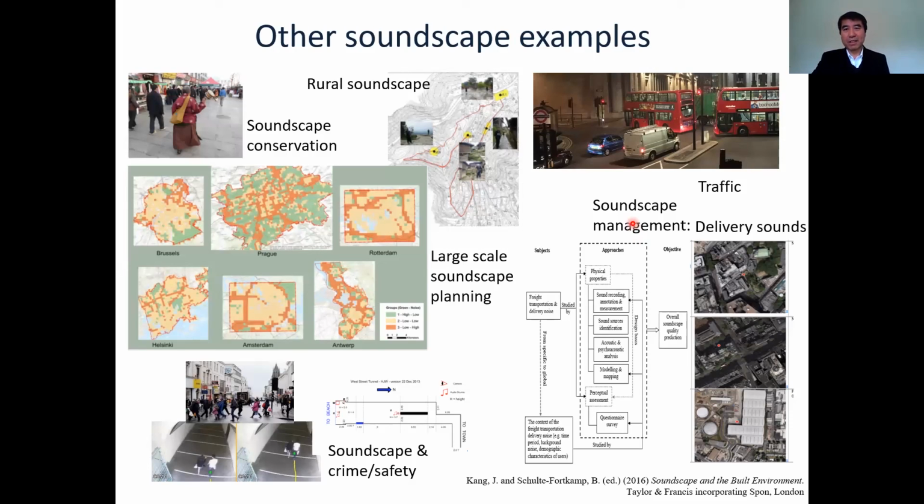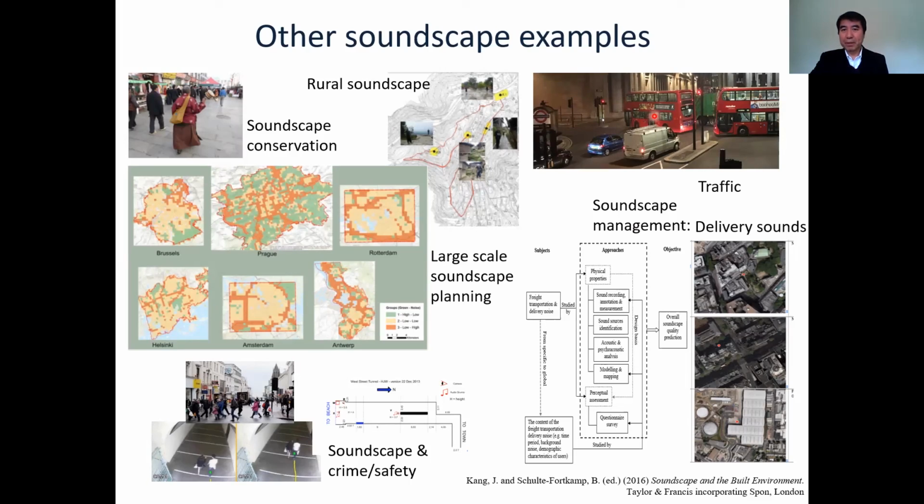Soundscape is not only about designing urban public spaces; it has a wide range of applications. This is a book based on the COST network, which Brigitte and myself edited. The last chapter of this book, led by Lisa and other colleagues, collected some examples. Some are in the book, some are not, but I just show you what kind of range. Soundscape can also be used for designing rural soundscape, large-scale soundscape planning of a city, and soundscape conservation, for example, that's an example in Lhasa, Tibet, and also transport management.